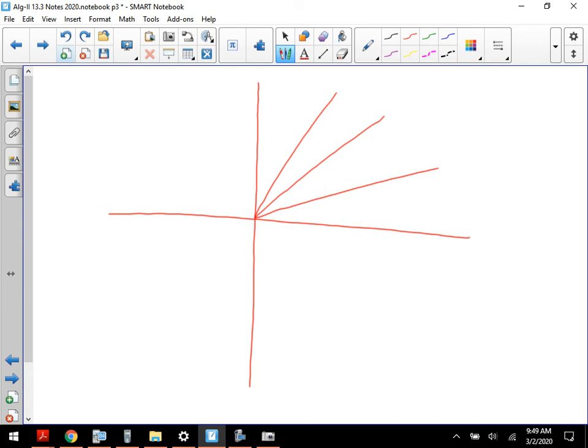Now, what I want you guys to look at, what I gave you, was called a unit circle. And I'm going to start by asking you to label your ordered pairs for your quadrantals. The quadrantals, 0, pi over 2, pi, 3 pi over 2, and we come back up to 2 pi.